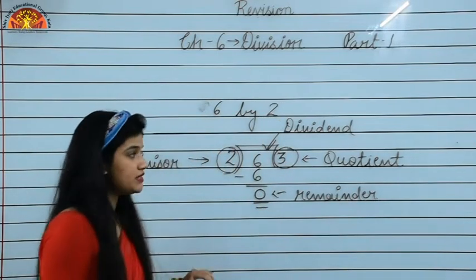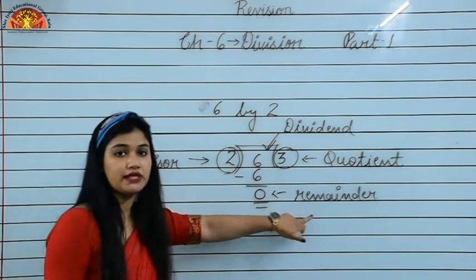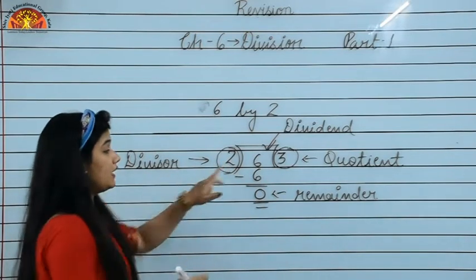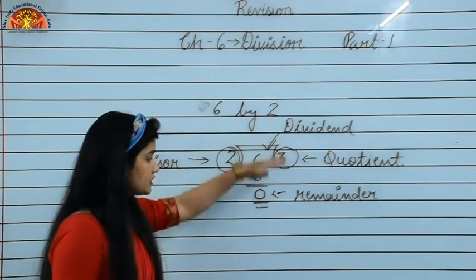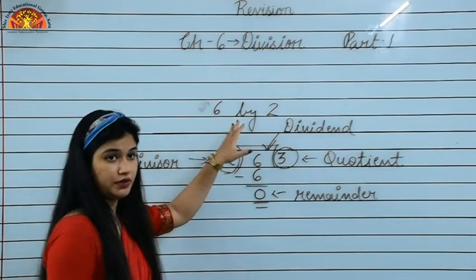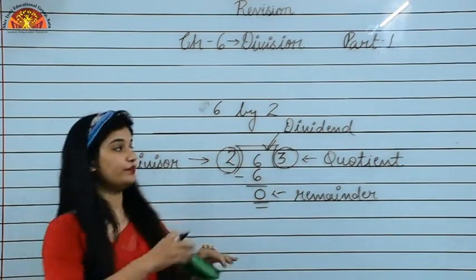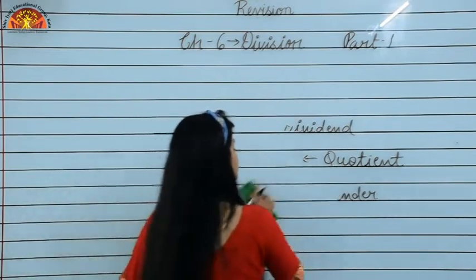Is it clear, students? Answer will be quotient, the remaining part, the remaining number will be remainder. जिस number से आप divide कर रहे हो, that will be divisor, and the number to be divided, this will be dividend. So in this way, students, you can divide a number by the another number and you can solve it. So now I will explain you some division facts.